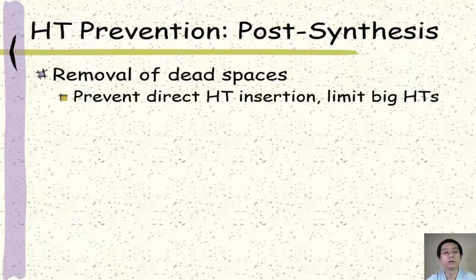First, we can do what we call the removal of dead spaces. When the layout is given, there is white space, space that is not utilized. Those are potential spots for hardware Trojan insertions. So we can add dummy logic, trying to take away this white space to prevent direct hardware Trojan insertion. This is particularly effective to prevent big hardware Trojans.